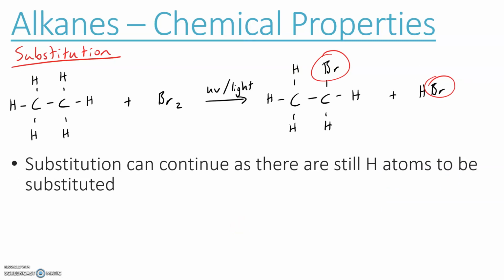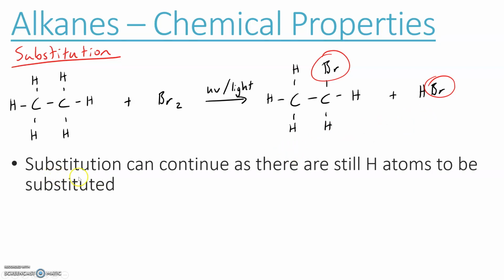Okay, we can react an alkane with bromine water. We can produce a substitution reaction to produce a bromoalkane. So in this case, bromoethane and hydrogen bromide.